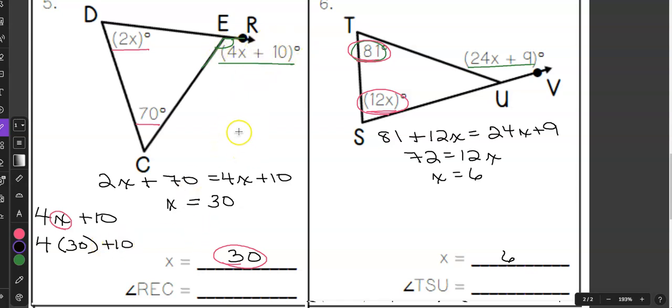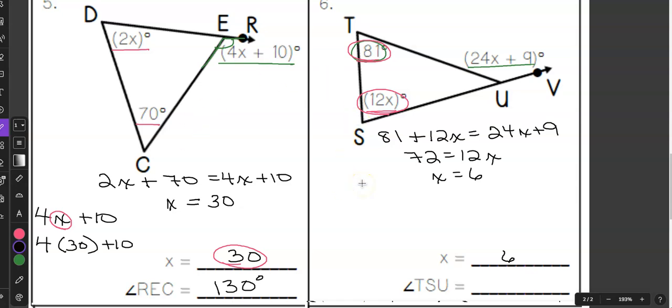Sometimes you're just asked for x, but other times you're asked for x, and then they want to know the measure of this angle or that angle. So 4 times 30 is 120 plus 10 is 130 degrees. If they had asked us for angle D, then we would have done 2 times 30, plugging in the 30 for the x. But they didn't ask us that. They asked us for angle E.